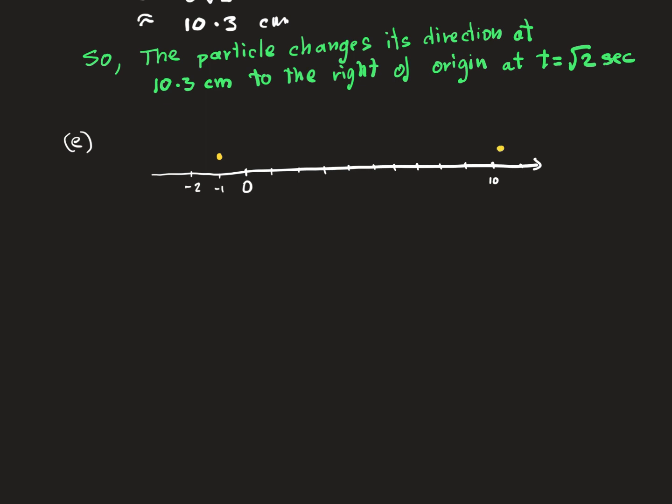So we can just draw that as the particle moves to there, and it now reverses back. And this happens at time equal to root 2 seconds. And this is our sign diagram.